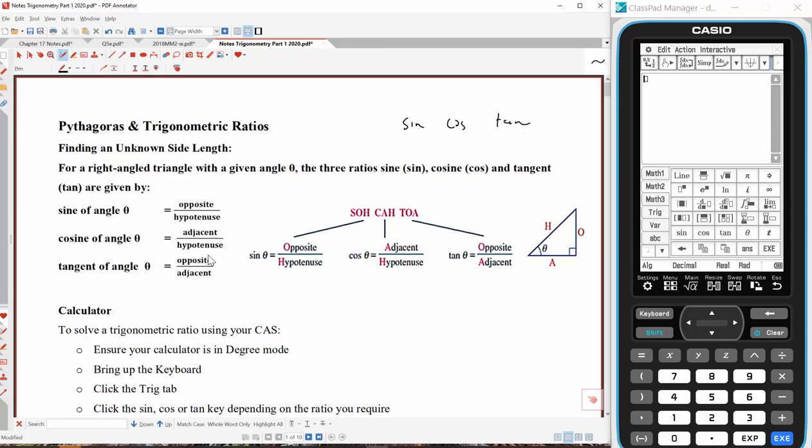Cosine is the adjacent over the hypotenuse, and tangent is the opposite over the adjacent, which leads you really to this particular acronym to remember the ratios. For a lot of people who haven't revisited high school mathematics in their adult life, this is pretty much all they'll remember. Like a lot of parents go, oh yeah, that SOHCAHTOA thing. So yeah, that's what we're doing, that SOHCAHTOA thing.